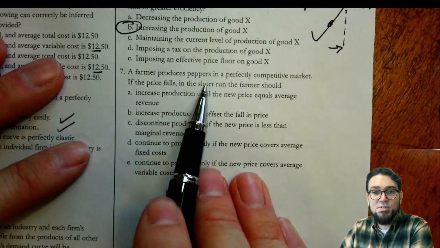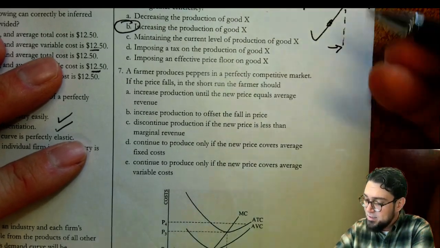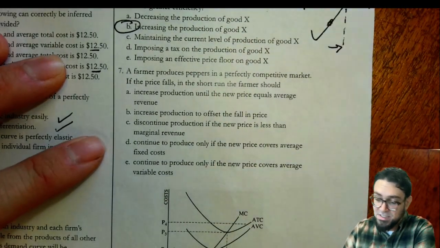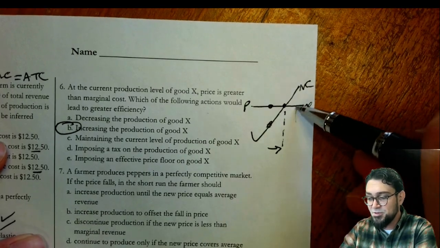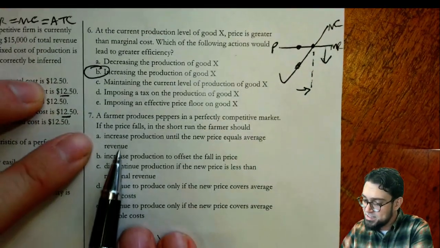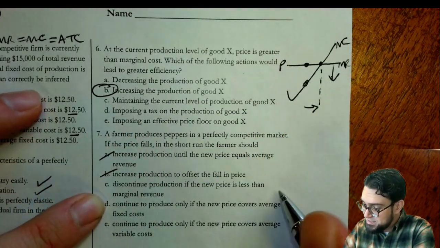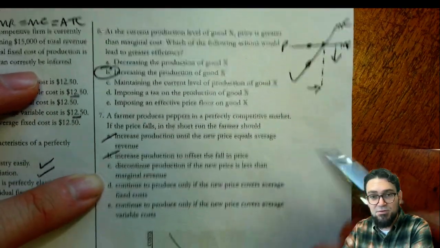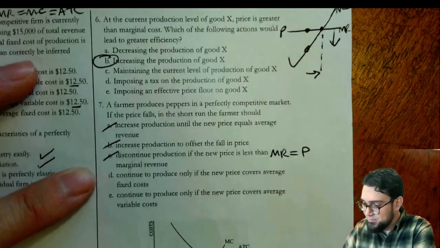Number 7, a farmer produces peppers in a perfectly competitive market. If the price falls, in the short run, the farmer should do what? Well, if the price falls, then they're going to decrease production because they're going to cut back, right? So it's like saying the marginal revenue curve moved down. Your new point would just be to the left of where it was. So increased production? No. Discontinue production if the new price is less than marginal revenue? That can't be true because MR equals P. That's why that one can't be true.